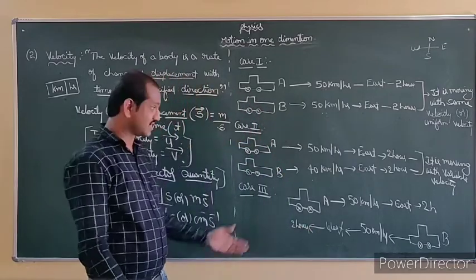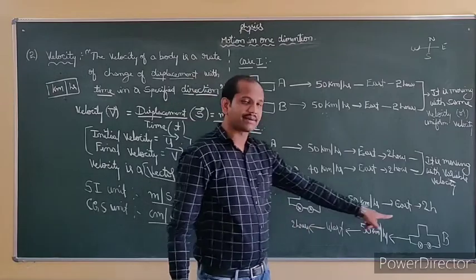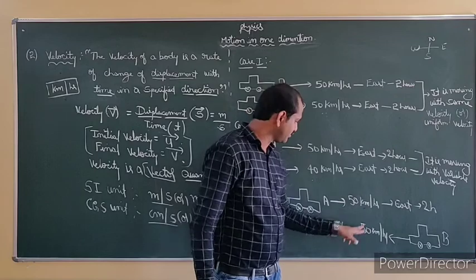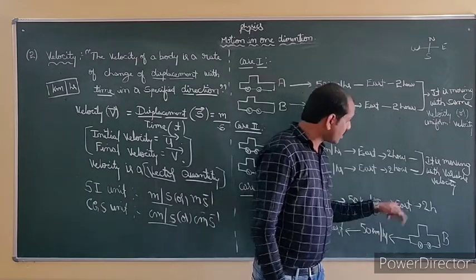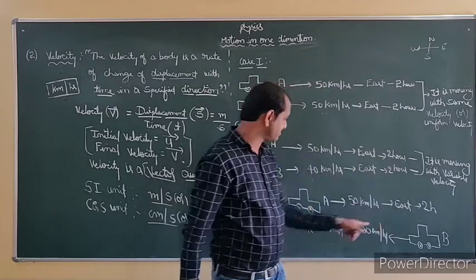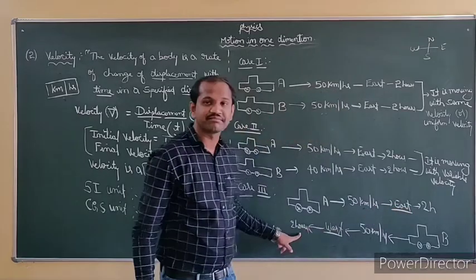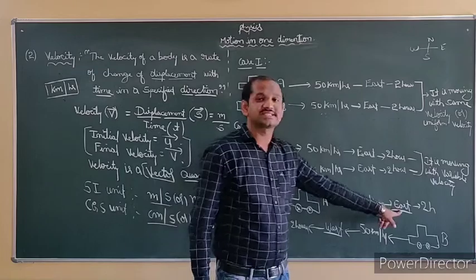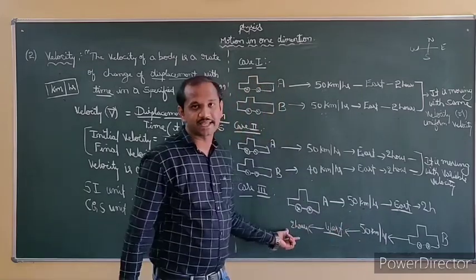Did you understand? By this time you should have understood what case 3 is. Same car A and car B I have taken. Car A's magnitude is 50. Car B's magnitude is also 50. But what about the direction? Car A is moving in the direction of east. Car B is moving in the direction of west. But what about time? Time is the same. Since here the direction has changed, the magnitude remains constant, and the time is also the same.